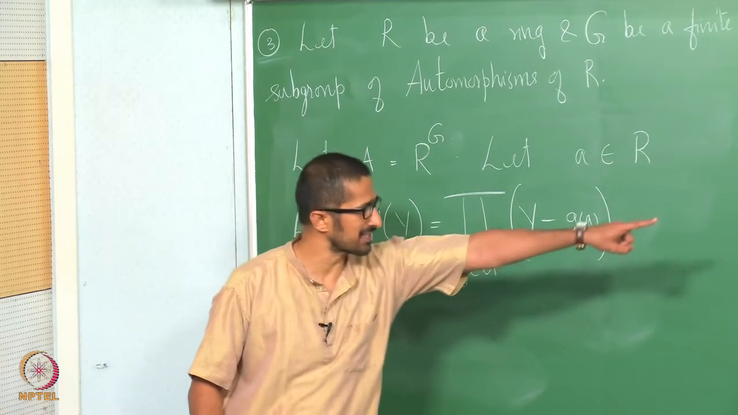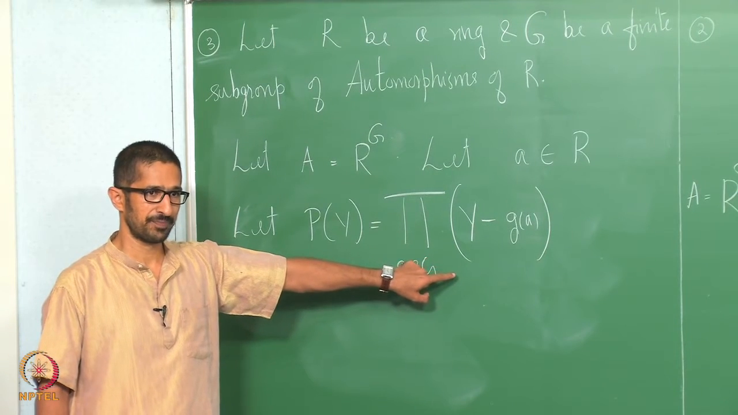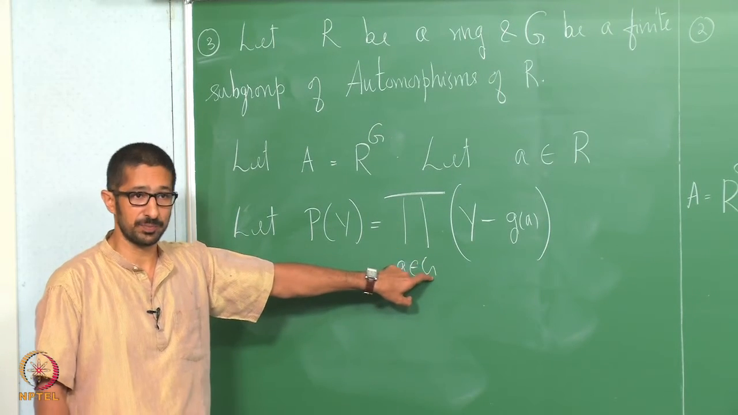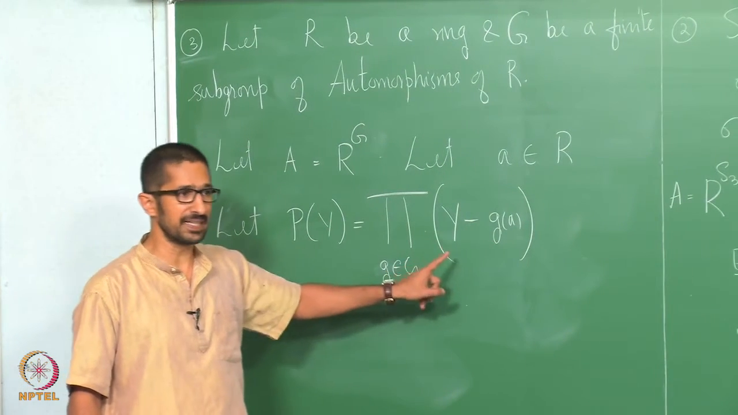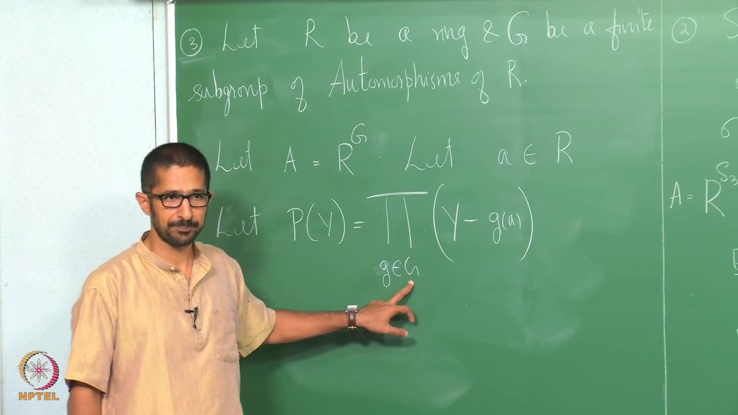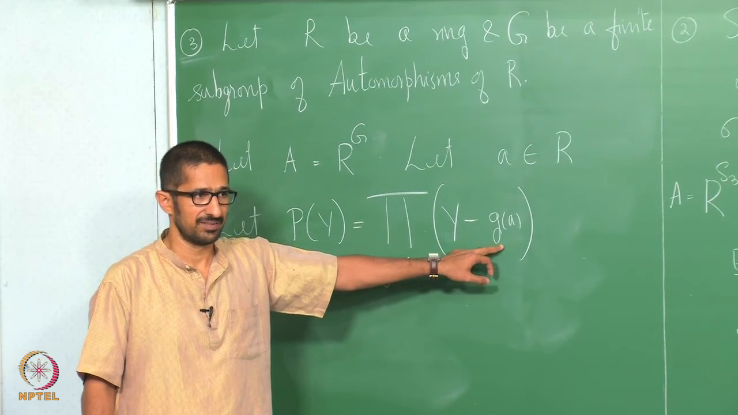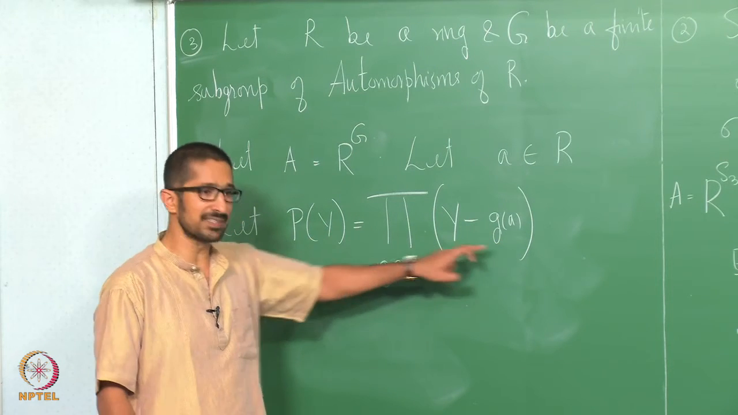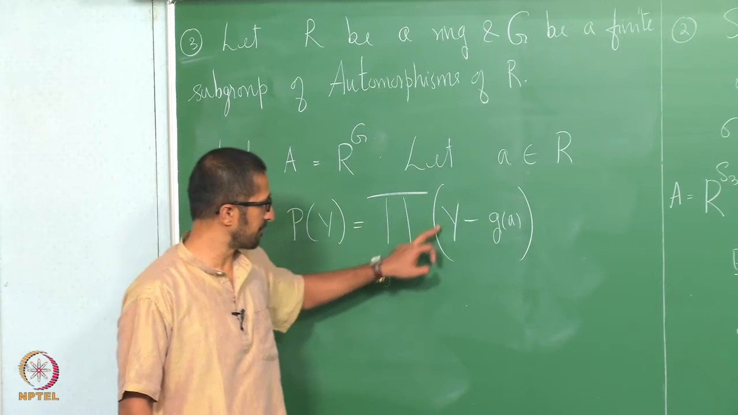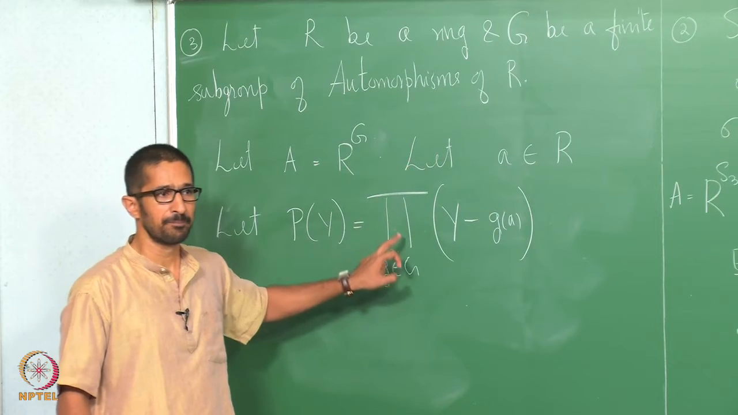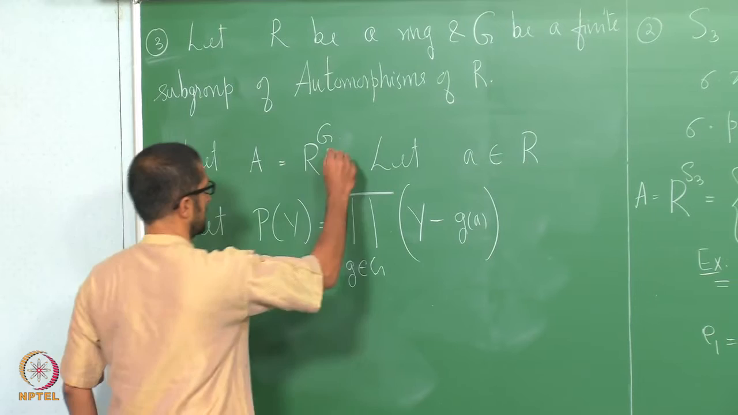We are doing exactly what we did there, not doing anything other than that. G is a finite group, okay. So this is a polynomial of degree equal to the cardinality of G. One of them is identity, so therefore P(A) is 0, and every coefficient of this polynomial will be fixed by, okay, is this clear what this is?